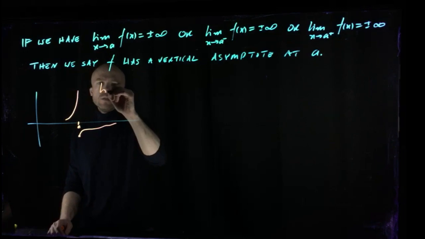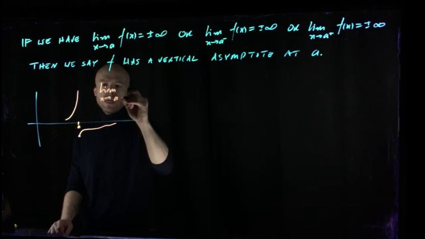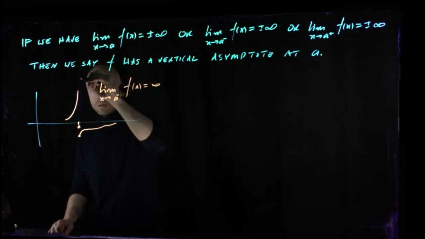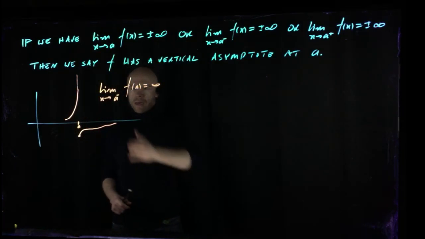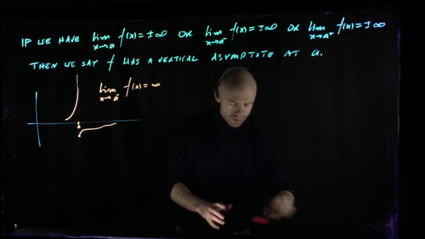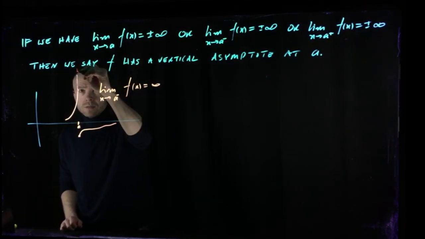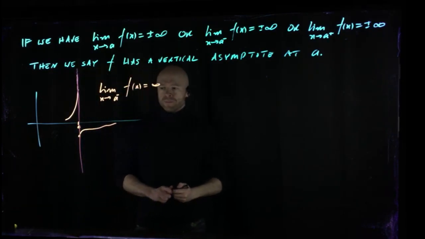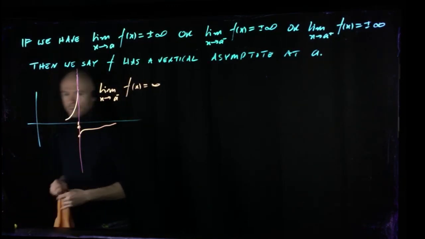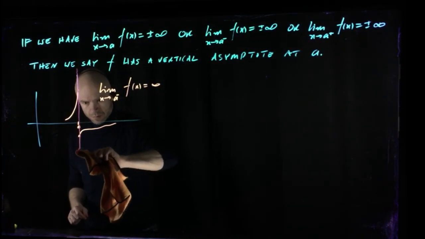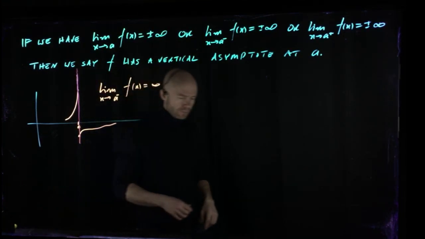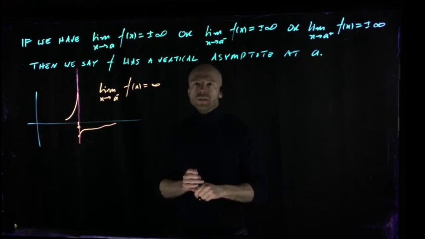So in this case, the limit as x approaches a from the left-hand side, f of x equals infinity. So you have some vertical line where the graph of the function is basically crawling up or crawling down this vertical line. Yeah? That is a vertical asymptote. Cool. All right, so let's consider an example.